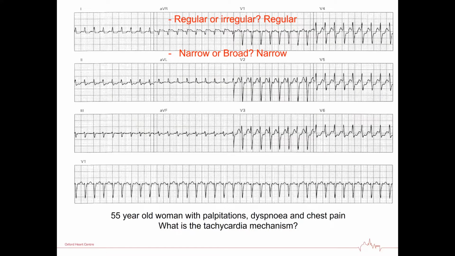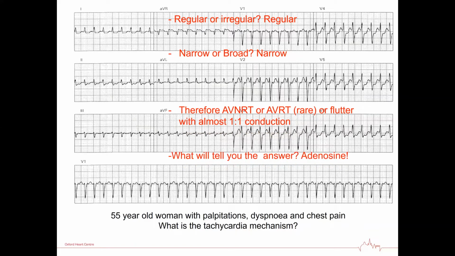Can we tell any more? In P waves? Not particularly clearly. If you are going to look for P waves, the best places to look for them are often in V2, they often get buried, and in lead 2. It's sometimes hard to tell a P wave from a T wave. If you do see P waves, it's usually an indication of it being an AVNRT or AVRT. But if you're not sure, and in the vast majority of cases you're not, then you can use adenosine. And we'll talk a bit more about adenosine in a moment.